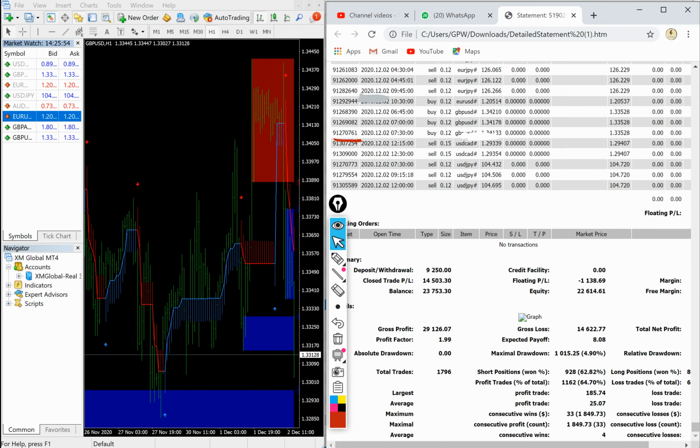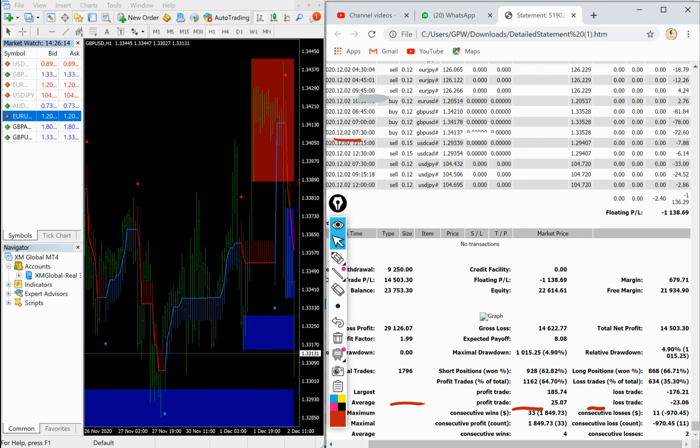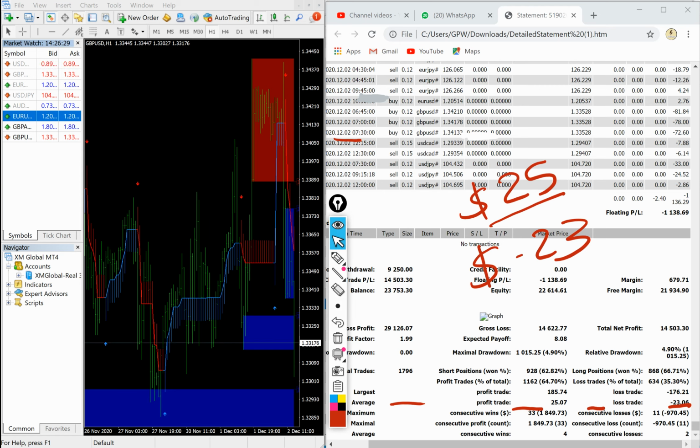First of all, we'll see over here the average profit and loss. You can see that the average profitable trade is $25 and the loss trade is minus $23. So the profit made on the account is $25 while the loss made on the account is $23.